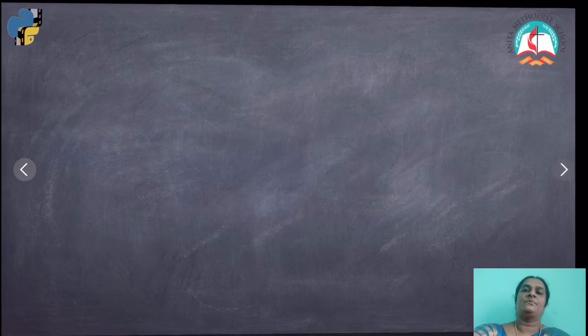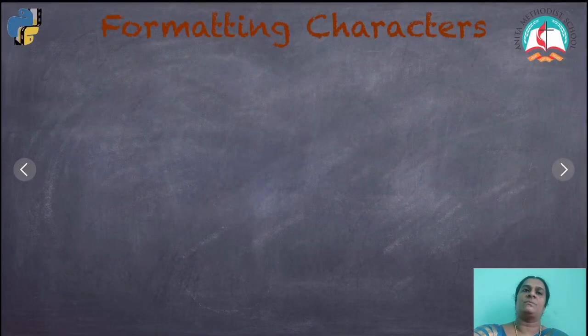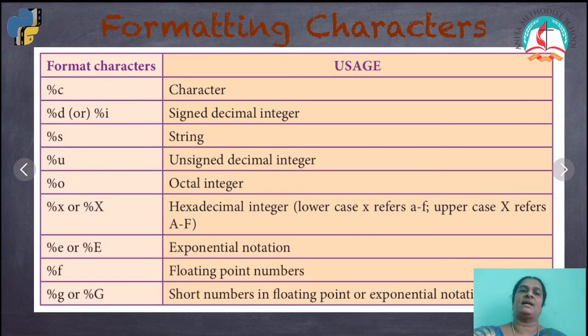So next to that, we are going to see the next topic. What's the next topic? Yes, formatting characters. We already saw about S. So what does S stand for? String. And this character, C for character, and then what is next to C? It's percentage D for decimal, U for unsigned decimal integer, X for hexadecimal, E or capital E for exponential, F for floating point, G or capital G for floating point or exponential notation. This is your formatting characters that we use in Python programming.